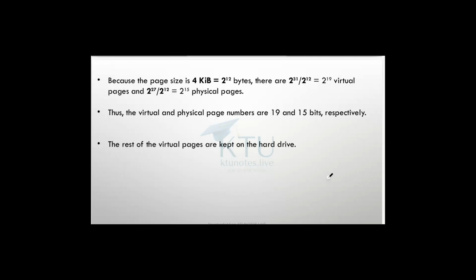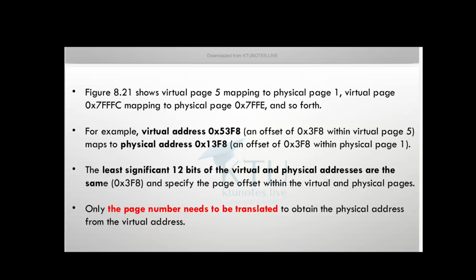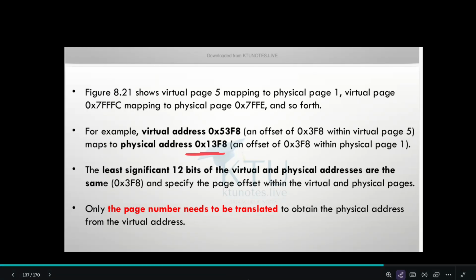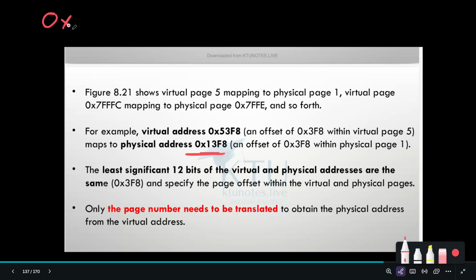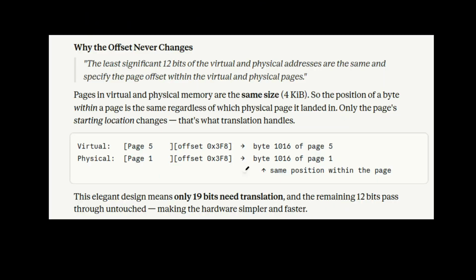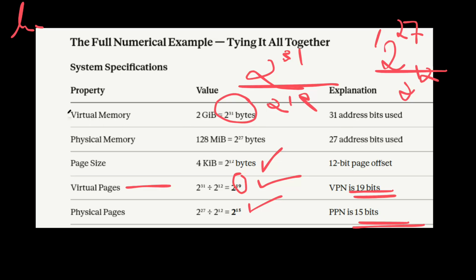Now one important thing I wanted to teach here is that if a virtual address comes, its corresponding physical address would be this. Now how I am going to get this physical address is what I am going to tell you right now. So if I am having 0x53f8, I will just explain it again. This is my virtual address, and I told you the virtual address is 31 bits. From which table did we get this? From this table. Virtual address is 31 bits.